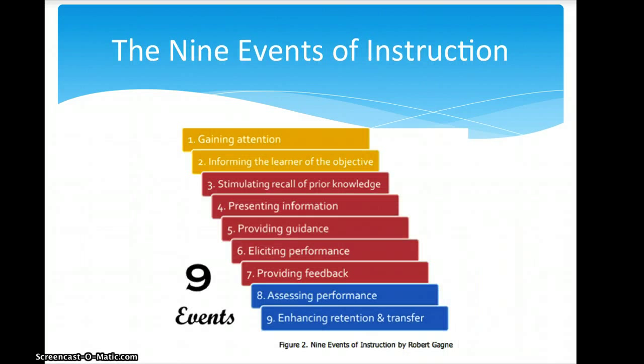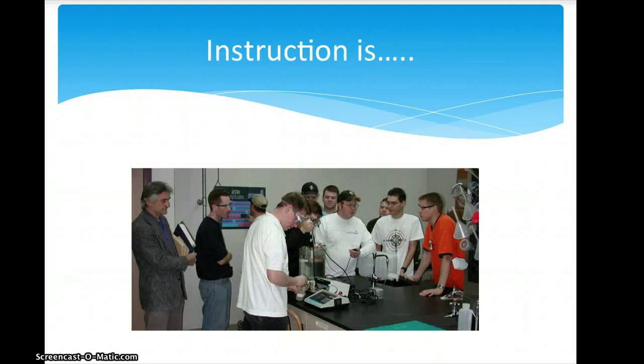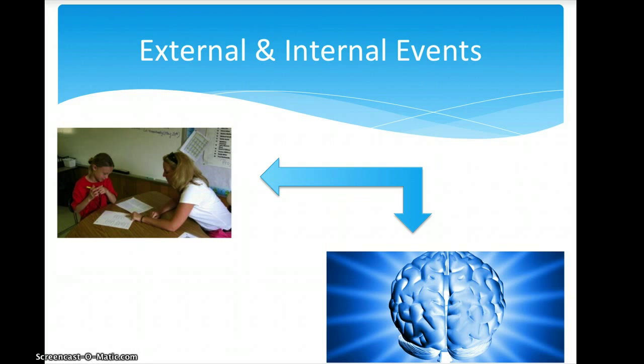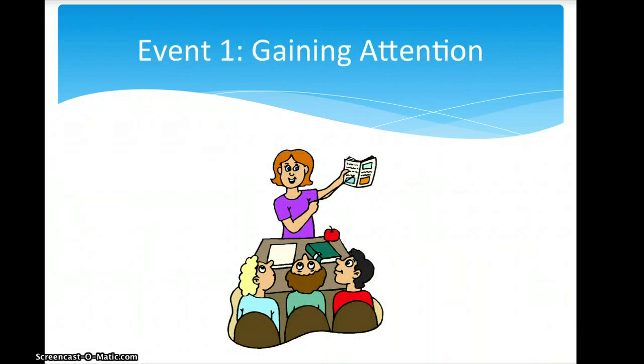Now, this particular model that I'm speaking of is a very highly effective model, and it's known as Robert Gagne's 9 events of instruction. Instruction is defined by Briggs, Gagne, and Wager as a set of events external to the learner designed to support the internal process of learning. Now, Gagne's 9 events of instruction specify these external events that need to take place in order to facilitate new learning. Let's look at these 9 events.